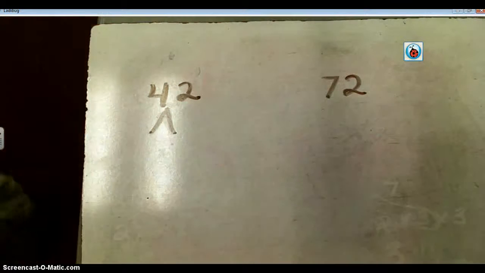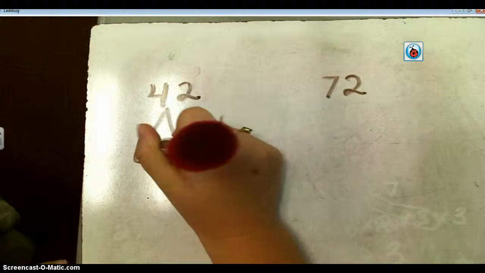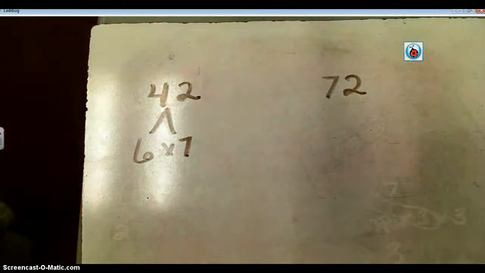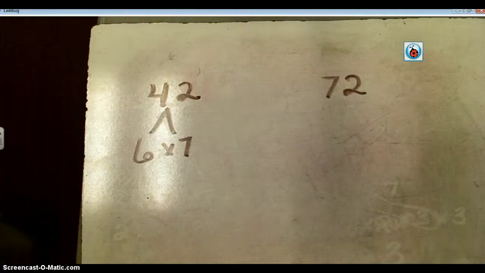42. What two numbers should we do? Jeffrey? 6 times 7. Okay. 6 times 7. Can I break down the 7? Nope. Is it prime or composite? Prime. What does prime mean? Okay, prime means you can only multiply the number times itself and 1. Okay, those are the only two factors.